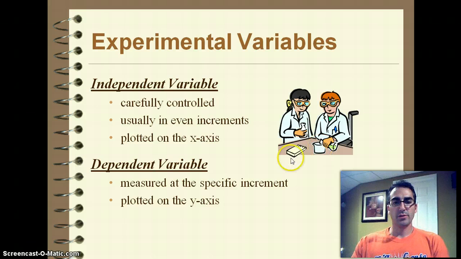The dependent variable is the variable that's measured. And so if we're trying to determine the distance that a runner runs, we're going to measure the distance in that specified time, and we plot that on the y-axis. So a dependent variable always depends on the independent variable. The independent variable is usually what you, the experimenter, purposely set up in advance.